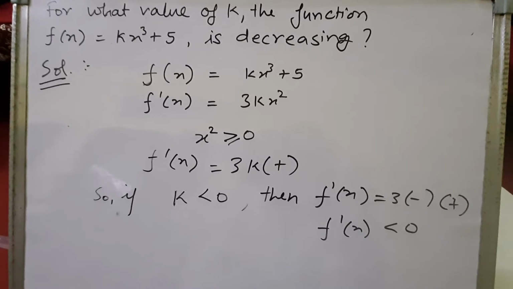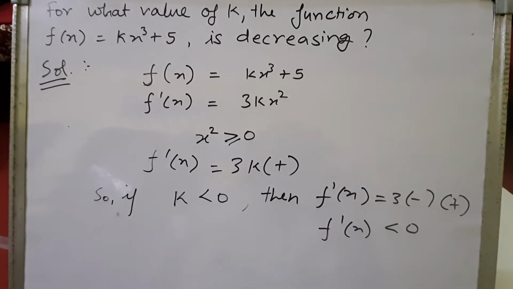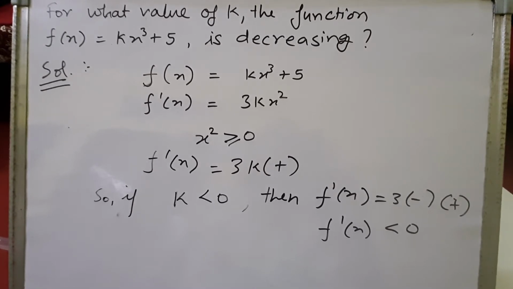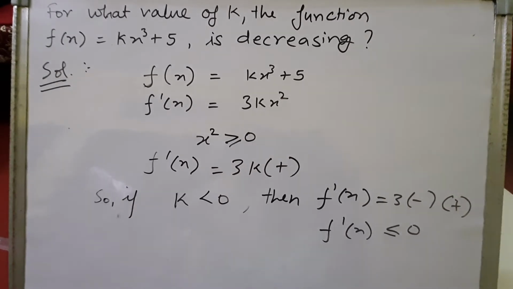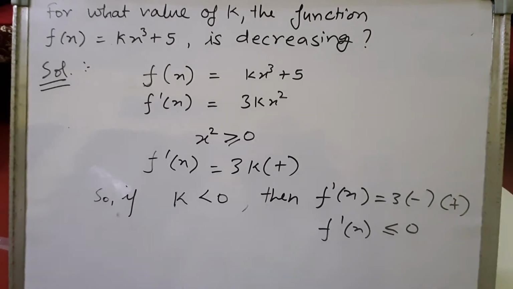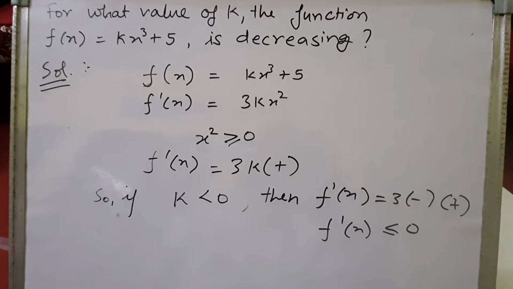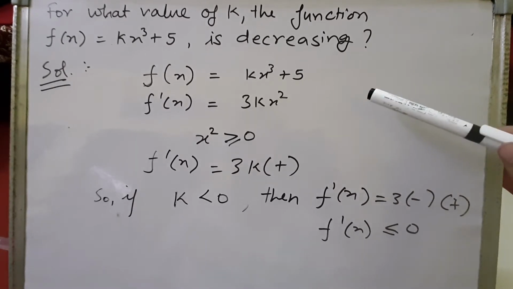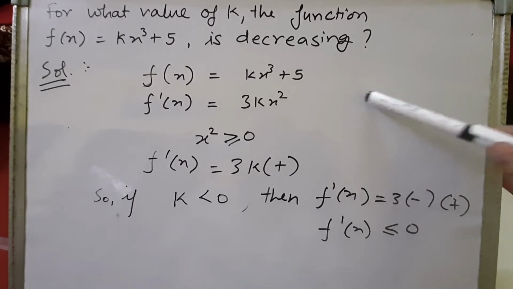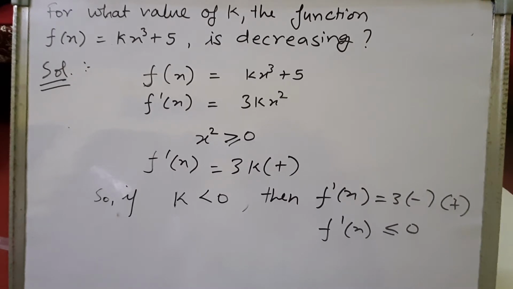Let's see another sum, children. In this sum, the question says for what value of k the function f x equals k x cube plus 5 is decreasing. Decreasing means the value of f dash x is either less than or equal to 0. Let's see the solution. f x equals k x cube plus 5. When we differentiate f x, what we will get? f dash x as 3k x square, and 5 will become 0.